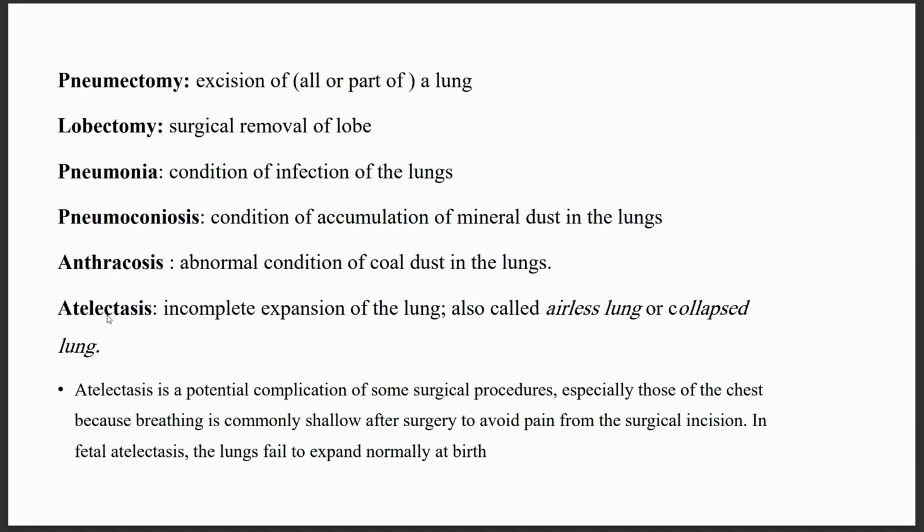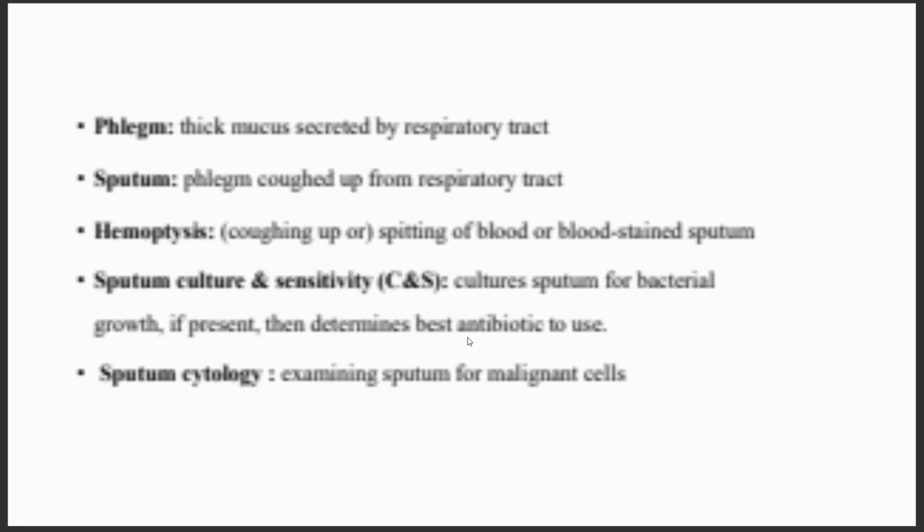Atelectasis. This is the incomplete expansion of the lung, also called collapsed lung. Atelectasis is a potential complication of some surgical procedures, especially those of the chest, because breathing is commonly shallow after surgery to avoid pain from the surgical incision. In fetal atelectasis, the lungs fail to expand normally at birth. And that, of course, could be a problem.